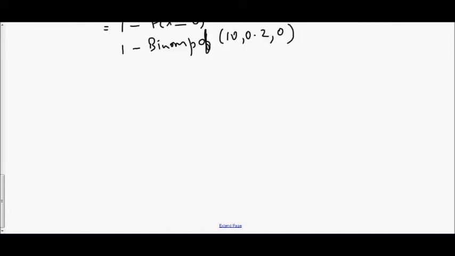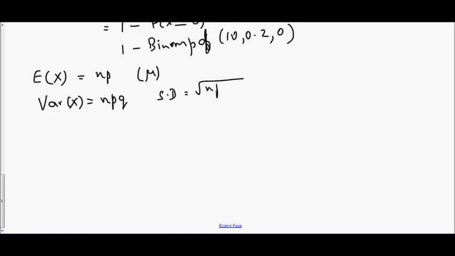Now let's move on to expected value and variance of x for the binomial distribution. The expected value of x would be np, and we know that the notation for expected value of x is mu, and the variance of x is npq. You know what the notations n, p, q are. The standard deviation therefore would be the root of npq, n times p times q. Let's do an example now.